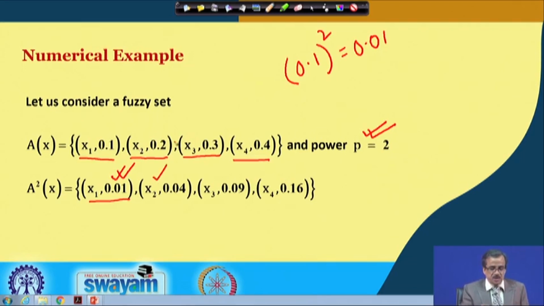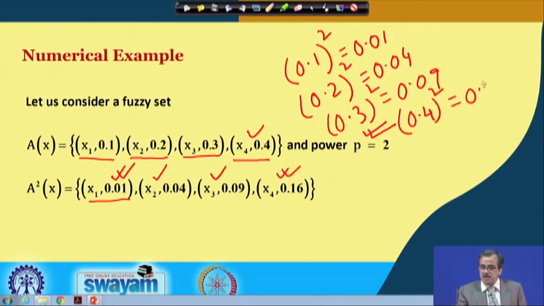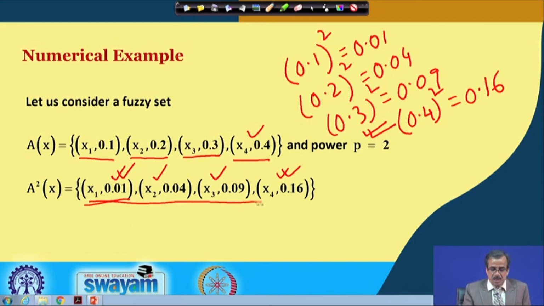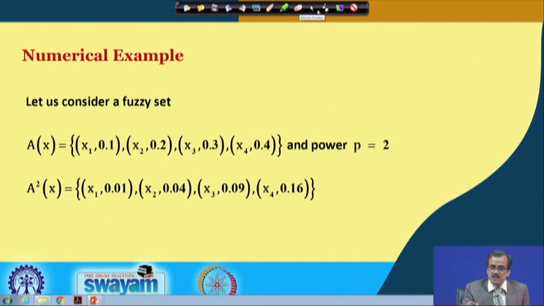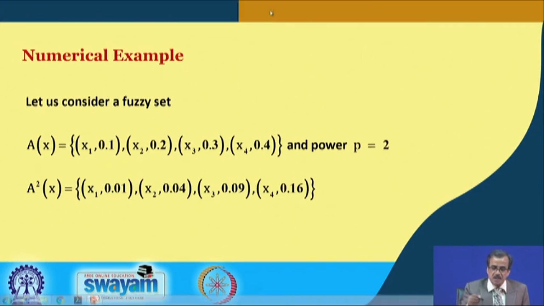Similarly, corresponding to x2, you will have to write 0.2 square, that is nothing but 0.04. Then corresponding to x3 it will be 0.3 square, that is 0.09, and corresponding to x4 what we will have is 0.4 raised to the power 2, and that is nothing but 0.16. So, this is the way we can find out the concentration of the fuzzy set. Now, I am just going to discuss its physical significance. Let us try to find out the philosophy behind this concept.